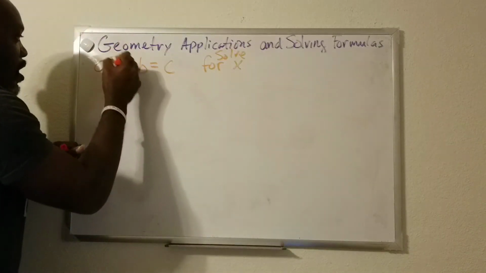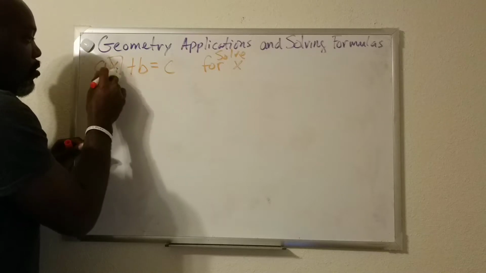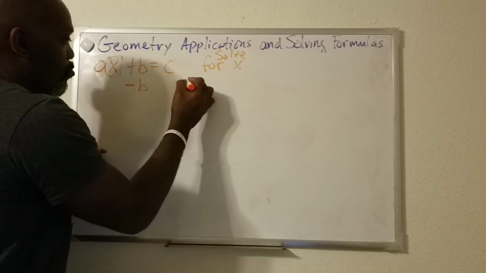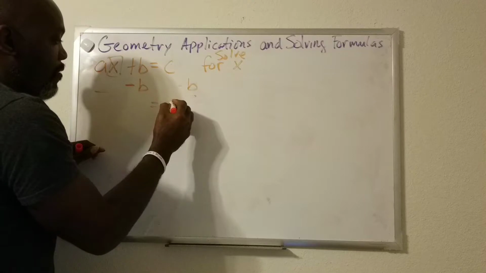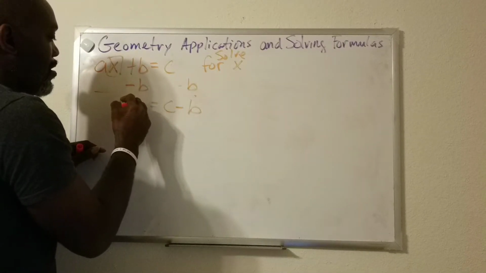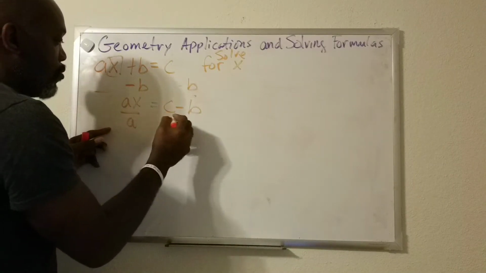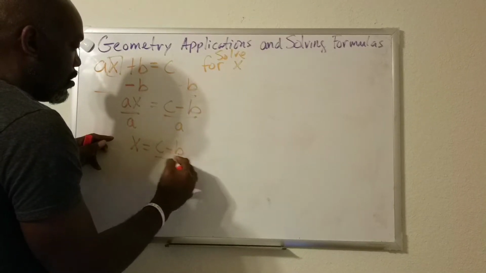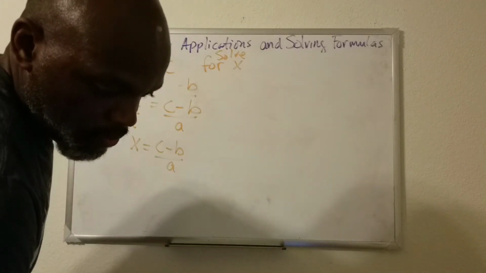So that means that I want to get x by itself. So I would draw a box around x, right? So in order to get the variable x by itself, I'm doing the same processes. I'm subtracting b from both sides, but b is not like c. So I have to say c minus b. What I'm left with is ax equals c minus b. I'm getting x by itself. I divide both sides by a. X equals c minus b over a. That would be my answer.